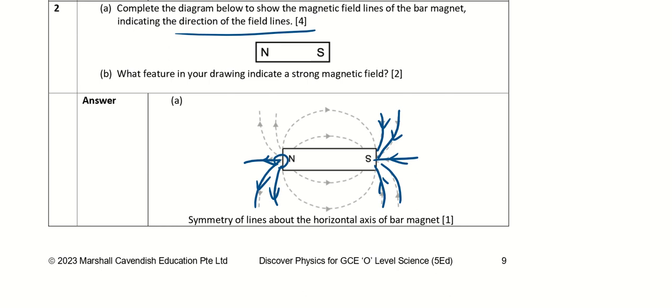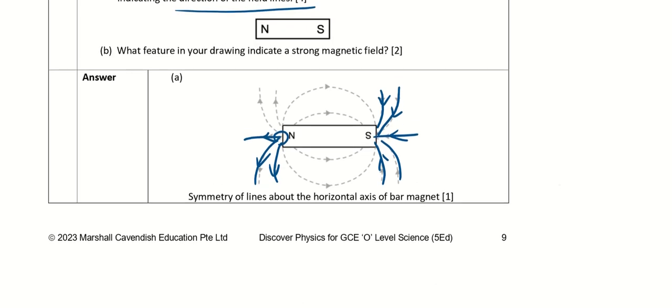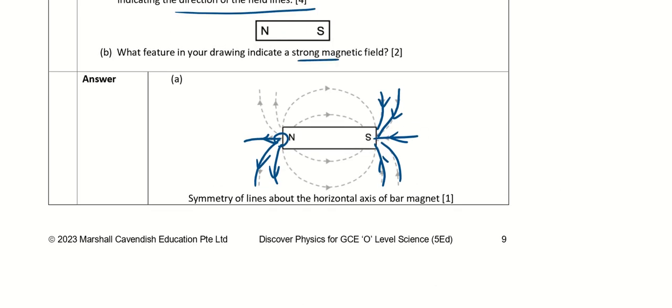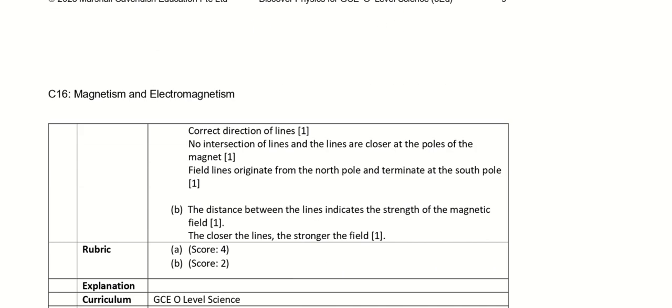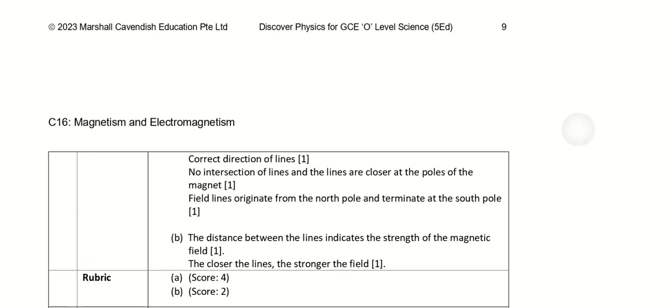Now, what feature in our drawing indicates a strong magnetic field? If it's a strong magnetic field, the field lines will be close together. This is why I mentioned correct direction of field lines, no intersection, and they are closer at the poles of the magnet, and they come out from north and enter the south.